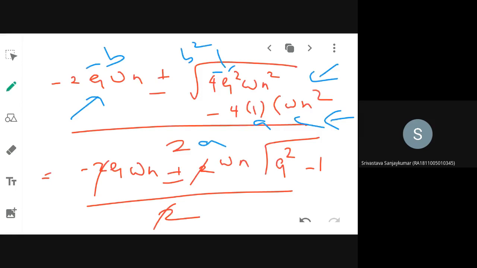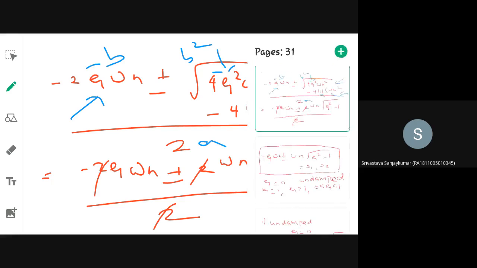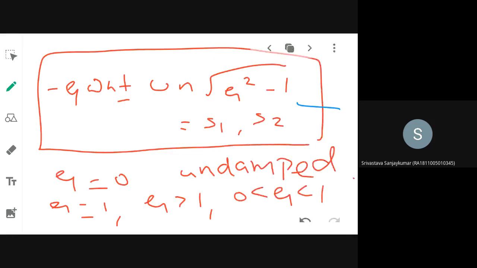If you substitute all the terms and simplify by taking 2 omega n out and cancelling the 2 with the denominator, what answer do you get as the root finally? Are you getting these two roots? I'm hoping all must have got this. This is simple mathematical manipulation only. So the roots are 2 in number: minus zeta omega n plus or minus omega n square root of zeta squared minus 1.